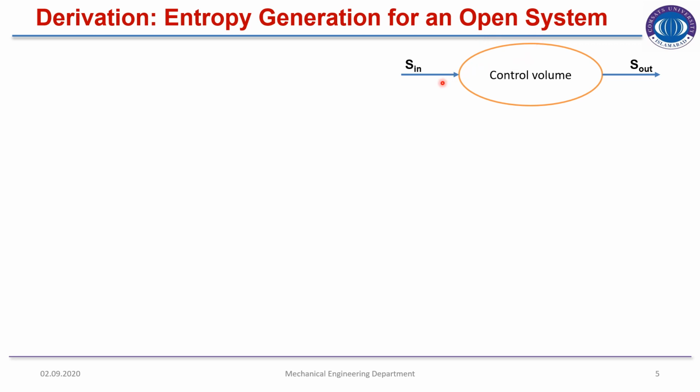But for an open system, there is a continuous supply of mass within the system and a certain amount of mass is also exiting the system. Therefore, that mass flow represents the change of entropy. Here S is the symbol that represents entropy. So S in means that entropy is entering into the control volume, and S out means a certain amount of entropy is exiting the system. So that entropy is associated with mass flow.